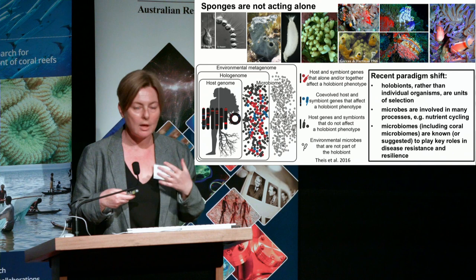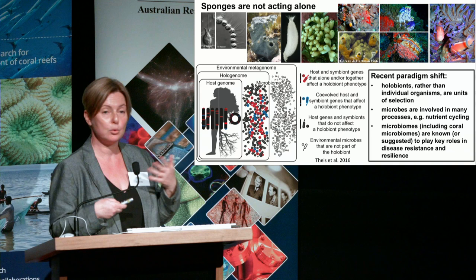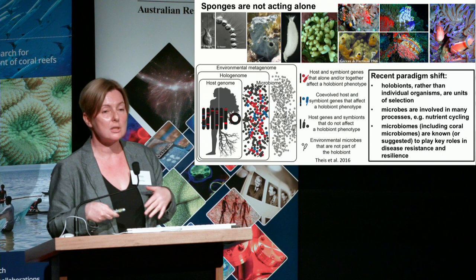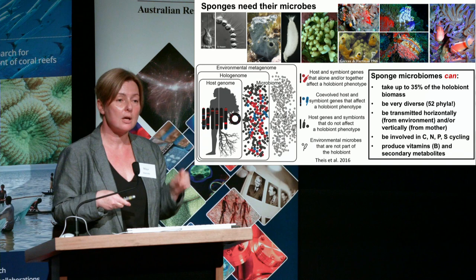All right. So we know that microbes in all organisms, animals and plants, are involved in many processes, including nutrient cycling, they produce vitamins and so on. And we have also been finding that microbiomes, including coral microbiomes, are known or are suggested based on studies in model species to play key roles in disease resistance and resilience. And this is why I think you should be caring even more. Because what we know about sponges is that their microbiomes are a very important component.